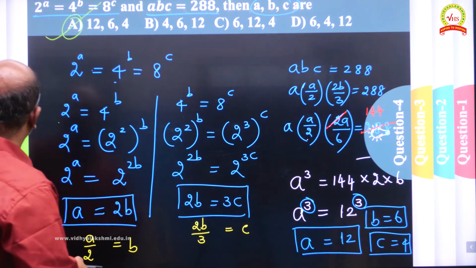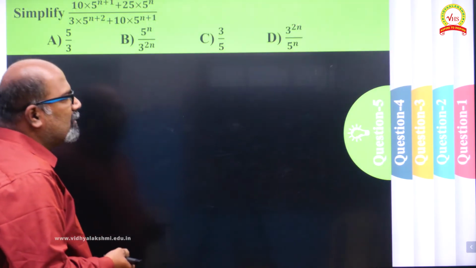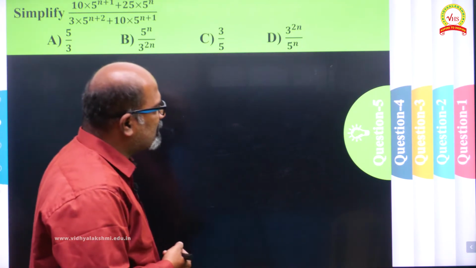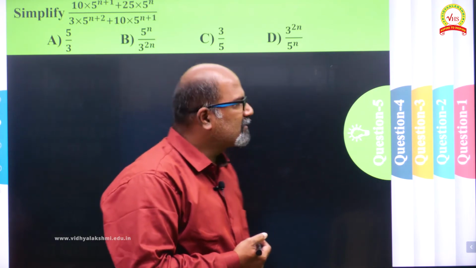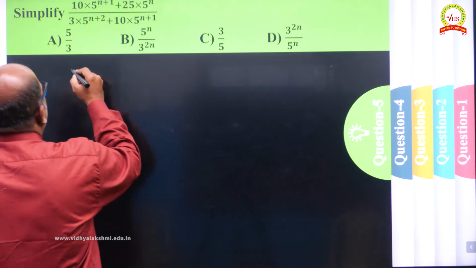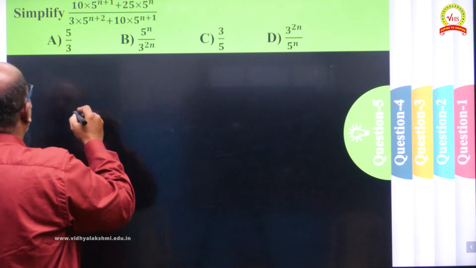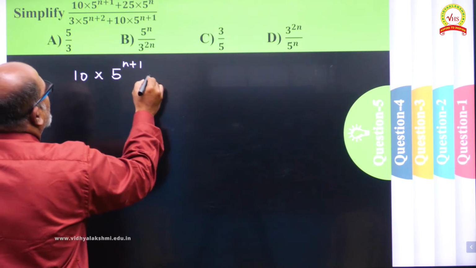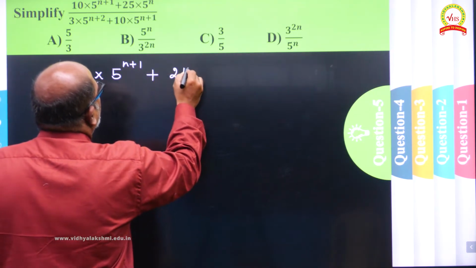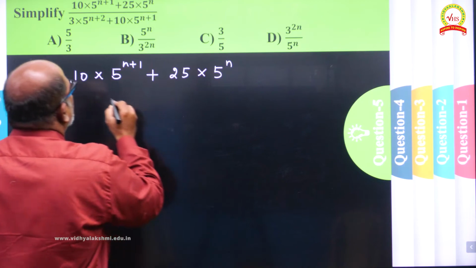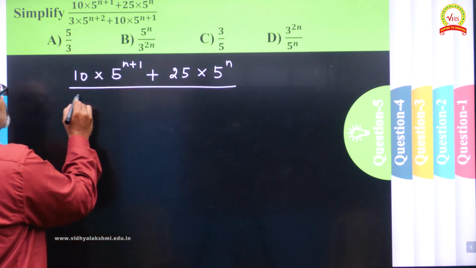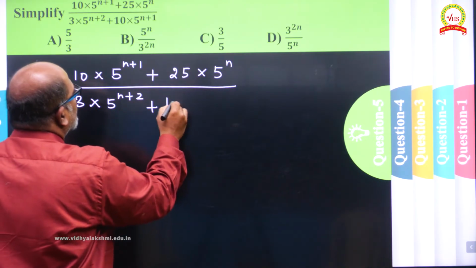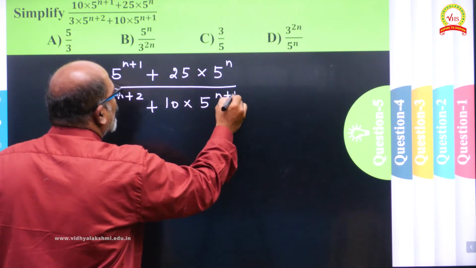Now, moving to the last question of this session. This is actually a similar question to the one we studied in question number 3. Let me take the question carefully. 10 multiplied by 5 power n plus 1 plus 25 multiplied by 5 power n, the whole divided by 3 multiplied by 5 power n plus 2 plus 10 multiplied by 5 power n plus 1.